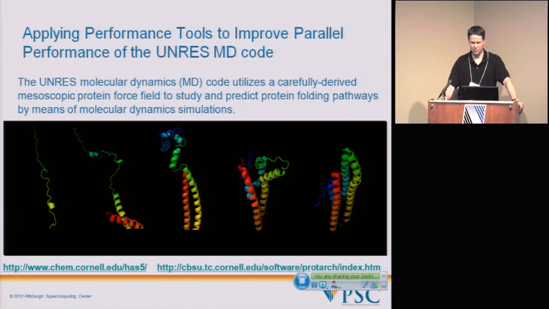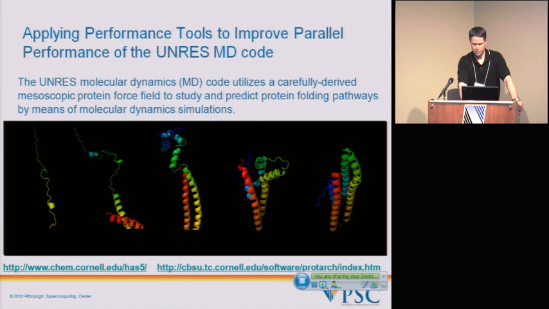So we'll talk about that, and the code that I'll be talking about is called UNRES. It's a molecular dynamics code. My background is molecular dynamics, and so hence this was assigned to me. So this is a code that they use, just to give you a little background, to study the process of protein folding.